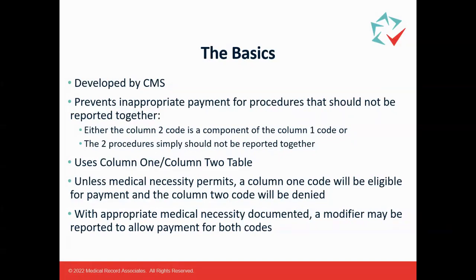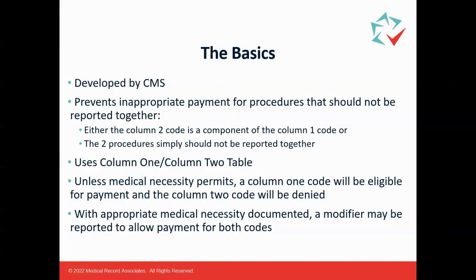The NCCI manual was developed by Medicare, or by CMS rather. It prevents inappropriate payments for procedures that should not be reported together. So either a column 2 code is a component of the column 1 code, or the two procedures simply should not be reported together. There's a table that's used, and we call that the column 1, column 2 table, and you can reference that online to have it while you're coding.